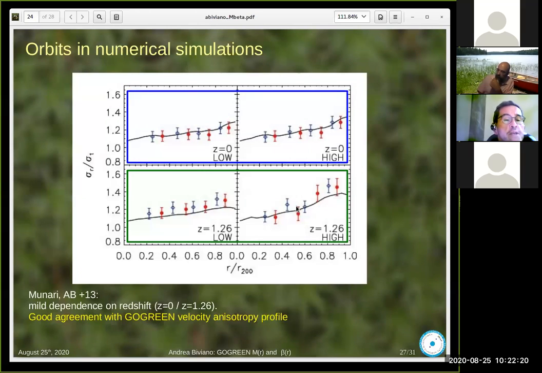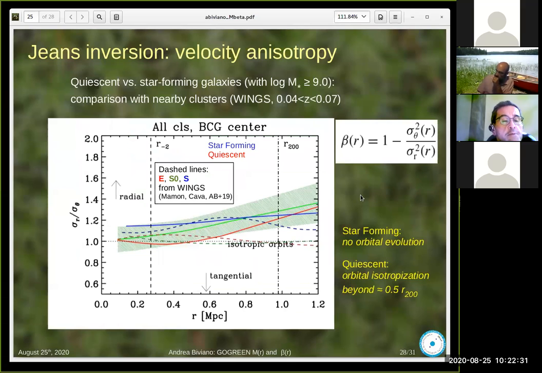And then the prediction from Munari is also that when you go from high redshift to low redshift clusters, the velocity anisotropy would decrease a bit. And for that, we can compare with the results from WINGS, Mamon, Cava, myself, and all the WINGS people, which are shown as the dashed lines here. And you do see that if we split them into star-forming and quiescent galaxies, we do see some difference in our sample, but not at large radii. These are the solid lines.